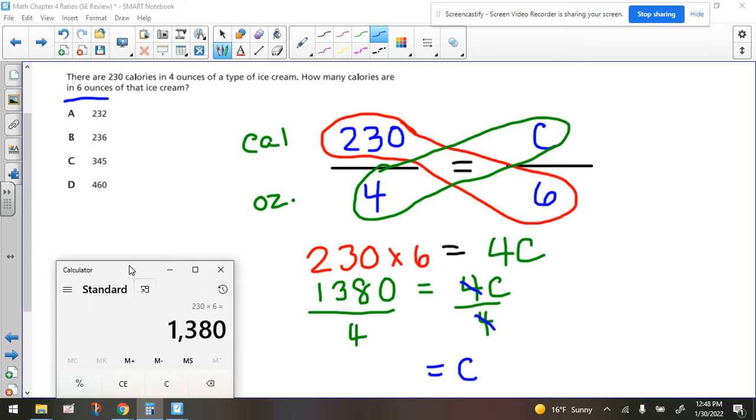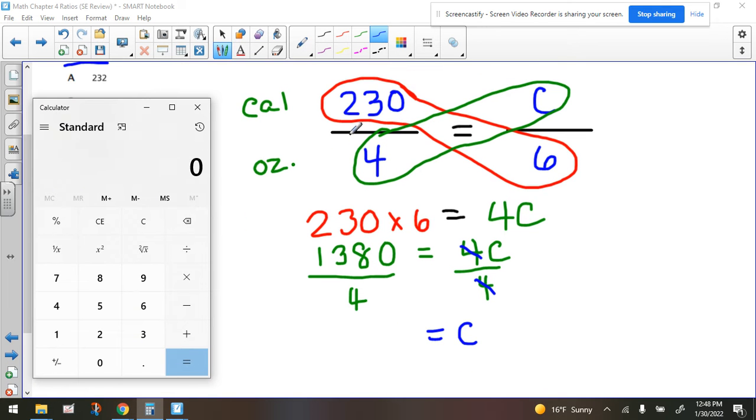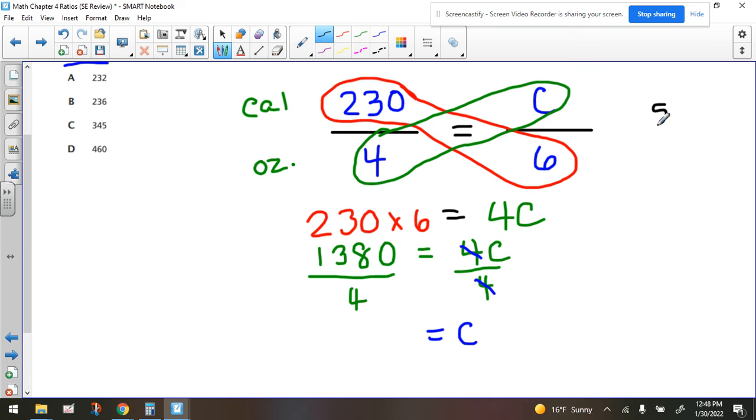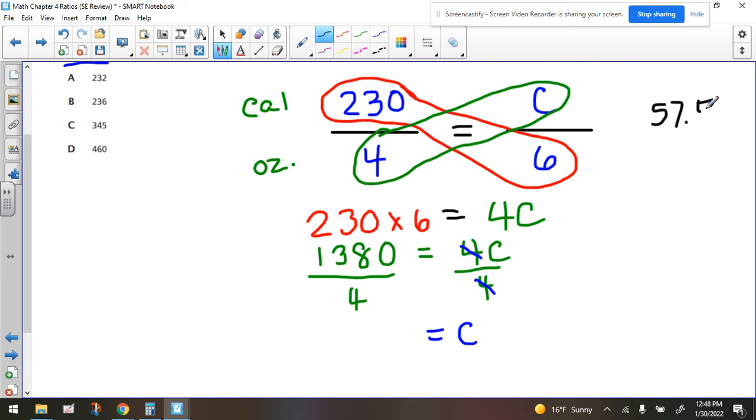Now, I do want to talk about another method of how we could do this, and that's the idea of finding a unit rate. So if you are finding a unit rate, if you take this number, 230, and divide it by 4, then the ratio is really a 57.5 to 1 ratio. So if you like using that better and then compare that to calories over 6, that's another option to solve this proportion. All right, but either way, you'll get the same answer.